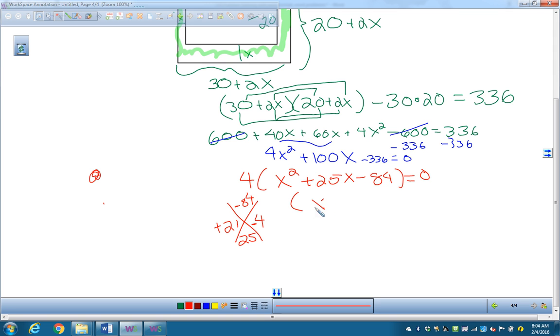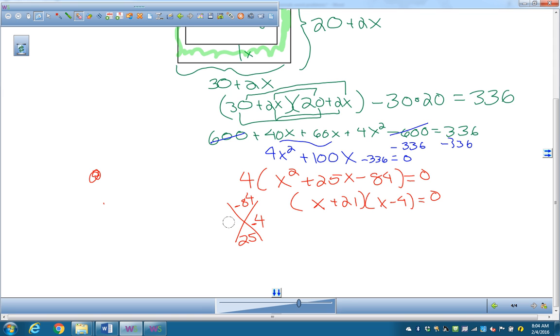So now all you have to do is go x plus 21 and x minus 4 equals 0. Yes, ma'am. 21 minus 4 is 25. Oh, crap. Should I just calculate? Oh. Calvin, what are you giving me the wrong answers for? Okay, so let's try again. Did you find it? Right.